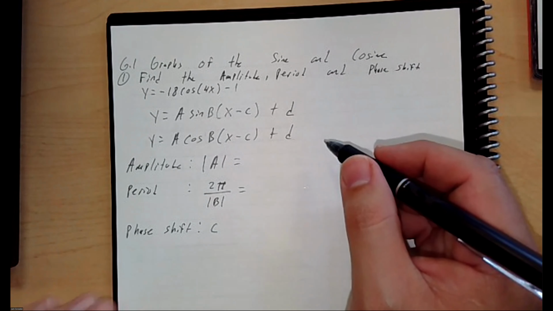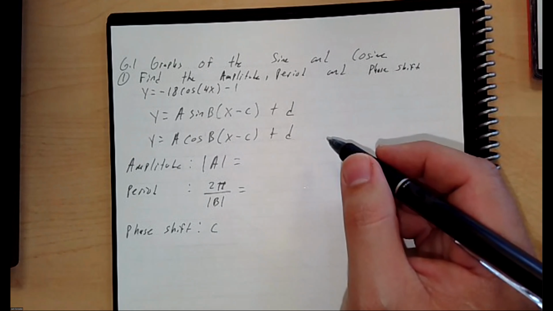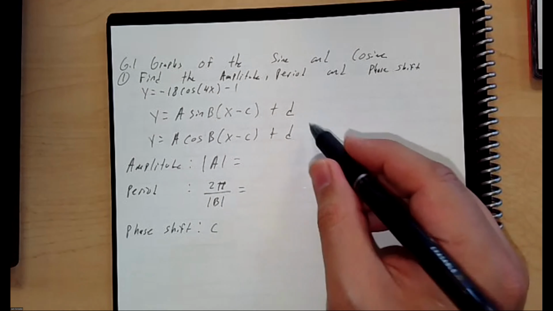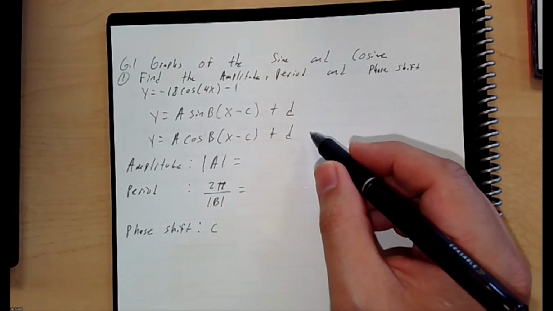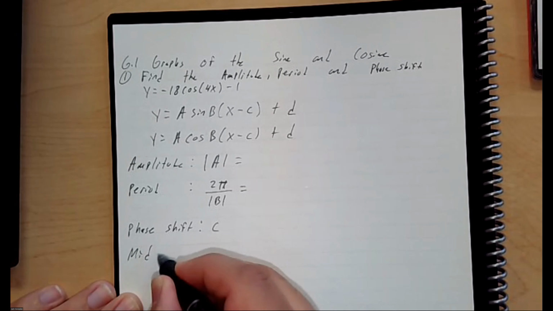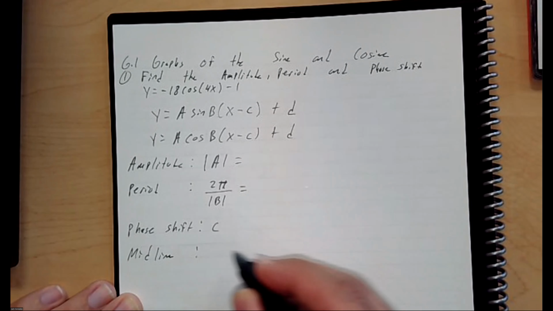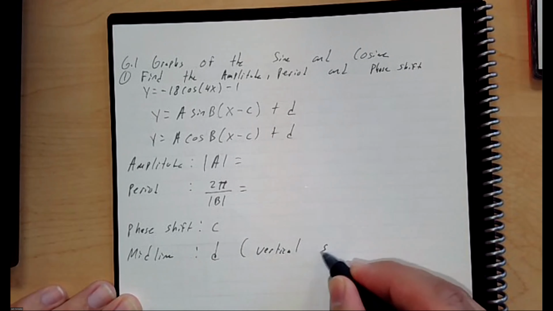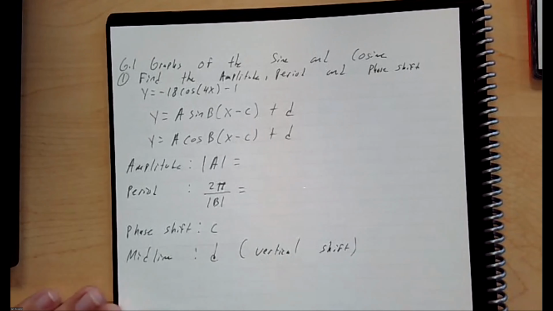I think what's the word they used? Vertical? No. Yeah, this D is a vertical shift, but they use a strange term, midline. This is the only book I've ever seen that used it, but midline is D, a vertical shift.